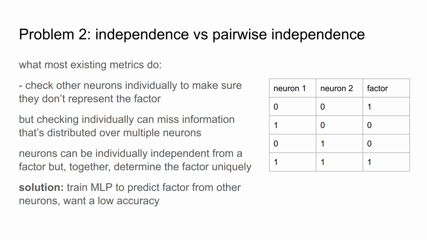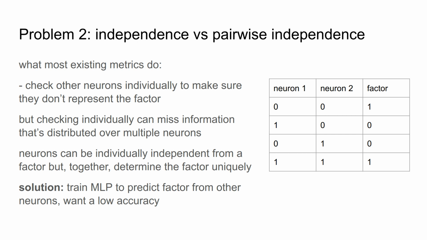pairwise independence without independence. Look here in column 1: you have neuron 1 and the factor. Knowing the value of neuron 1 doesn't tell you anything about the factor. If you know that the value of neuron 1 is 0, the factor could be either a 0 or a 1. And if you know the value of neuron 1 is a 1, the factor could still be either a 0 or a 1. It doesn't narrow down your knowledge about what the factor is. The same with neuron 2. But if you know both neuron 1 and neuron 2, then the value of the factor is uniquely determined.